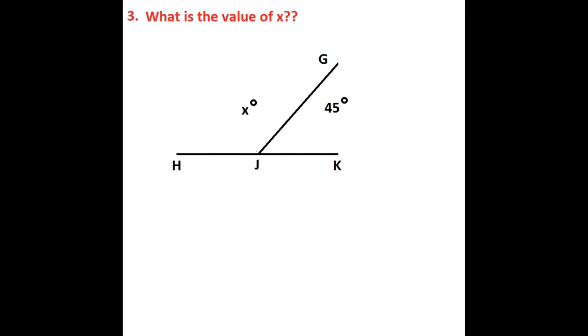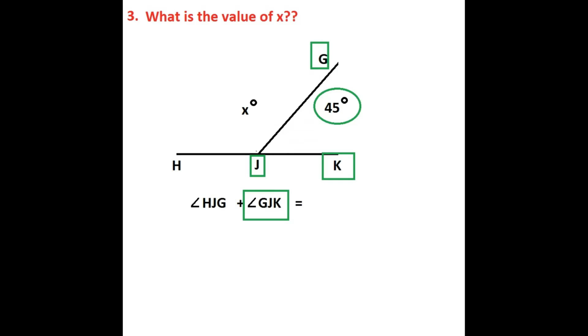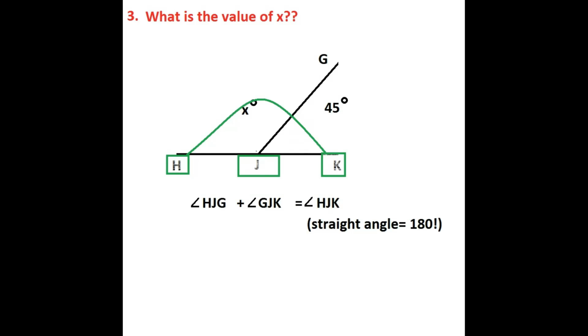This third one asks, what is the value of x? We have a couple of things going on. We have angle HJG. The vertex is always in the middle, and we don't know what that measurement is. But then we have angle GJK, and we know that measurement, which is 45 degrees. Those two will add up to angle HJK, and HJK is a straight angle, or a straight line. We know that a straight angle has a measurement of 180 degrees.